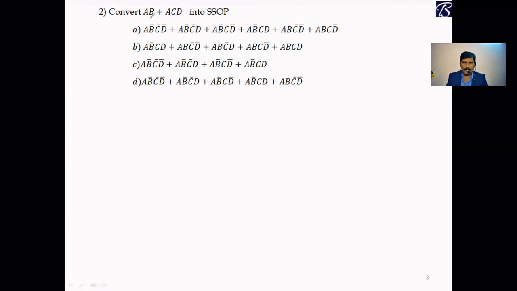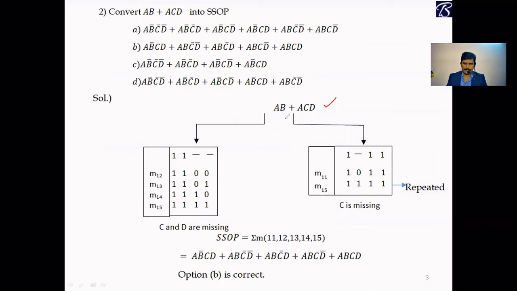Some expression is given: AB plus ACD. Here also four variables are there: A, B, C, D. In the first minterm, A, B are there, and C and D are missing. In the second minterm, ACD, B is missing. Here, in the first minterm, C and D are missing, and AB is 1 1 because uncomplemented. Here in ACD, B is missing, so take hyphen here.